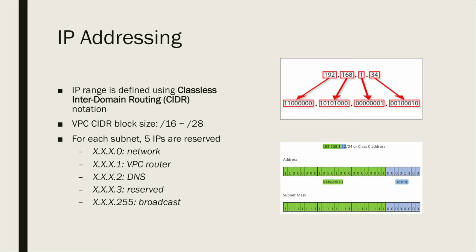For each subnet, 5 IPs are reserved. Like 0 is used for the network, 1 is used for the VPC router, 2 is used for the DNS, 3 is reserved, and 255 is used for the network broadcast. So if you need to calculate how many hosts can be put into one subnet, you need to deduct 5.